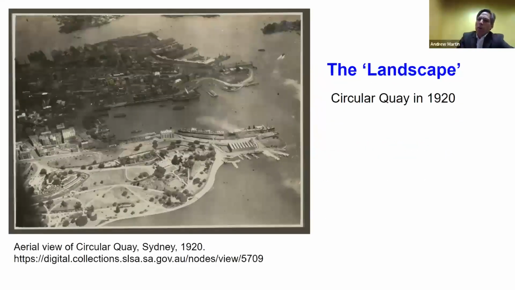So let's talk about this idea of a landscape. We know what a landscape painting is, a painting of nature. And here you can see a literal physical landscape. This is what Circular Quay looked like in the 1920s. So what do you see there and what don't you see? You can still see the Botanic Gardens, for instance.